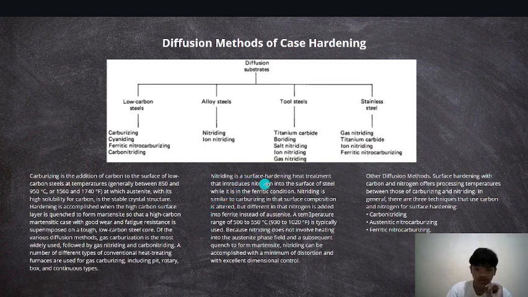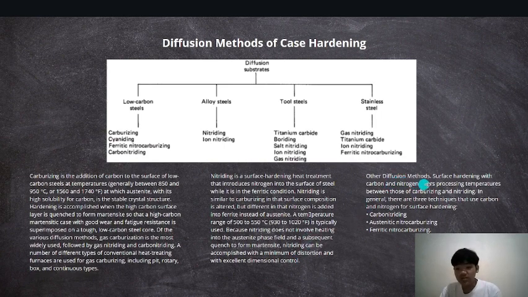Nitriding is a surface hardening heat treatment that introduces nitrogen into the surface of steel while it is in the ferrite condition. Nitriding is similar to carburizing in that surface composition is altered, but different in that nitrogen is added into ferrite instead of austenite. Nitriding can be accomplished with a minimum of distortion and with excellent dimensional control.